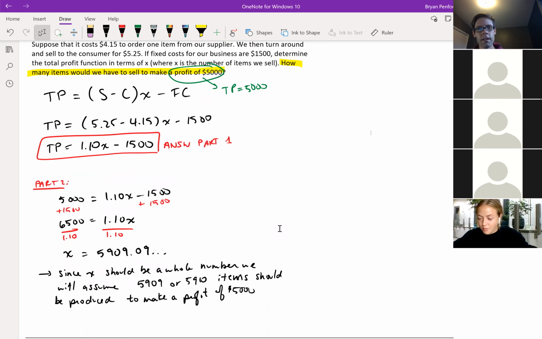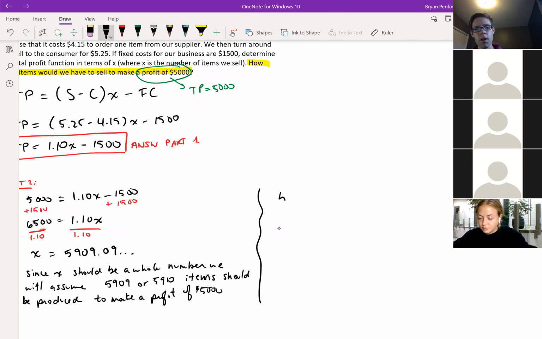So I guess another way to help clarify, Megan, would be to look at it this way. I want a profit of $5,000. I have my fixed costs, which are 1,500, and I have to pay those first. So what we're really dealing with is a situation where I need to make enough to get $6,500. That's one way to start thinking about this problem. So how many items? Each item I make, S minus C, we found to be $1.10.